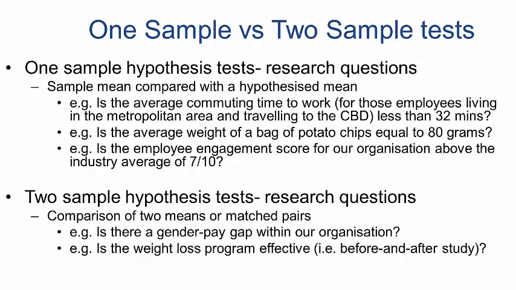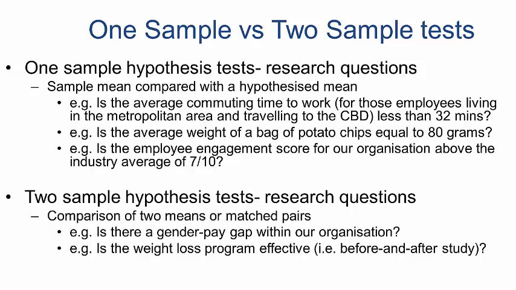For example, is the average commuting time to work for those employees living in the metropolitan area and travelling to the CBD less than 32 minutes? Is the average weight of a bag of potato chips equal to 80 grams as stated on the packet? Is the average employee engagement score for our organisation above the industry average of 7? As you can see, these examples only involve the collection of one sample of data and the sample mean is then compared to the benchmark value.